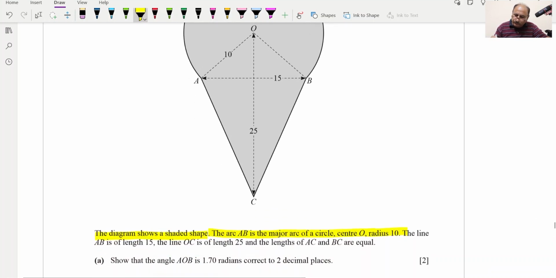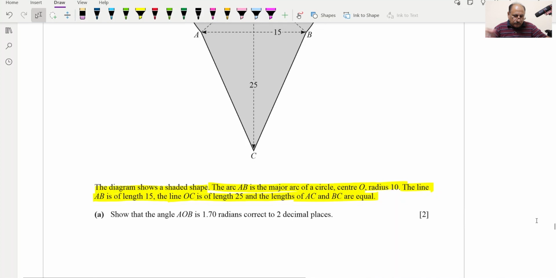The line AB is of length 15. It's also indicated the line OC is of length 25, and the lengths of AC and BC are equal. AC and BC are also equal. Part a says show that the angle AOB is 1.70 radians, correct to two decimal places.